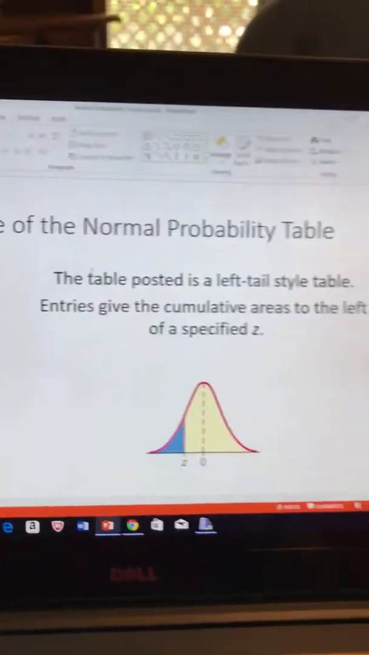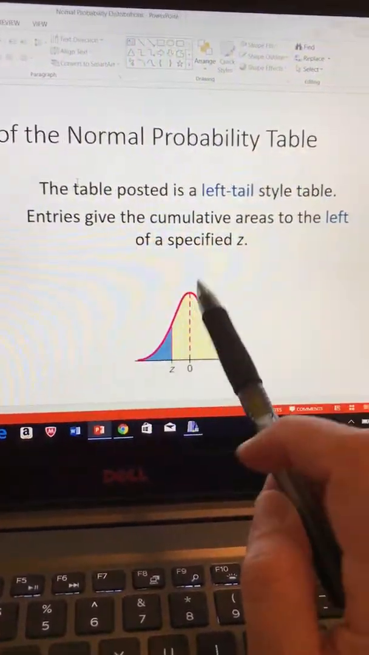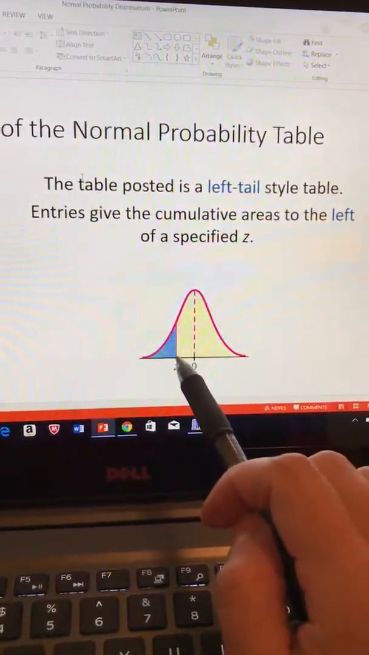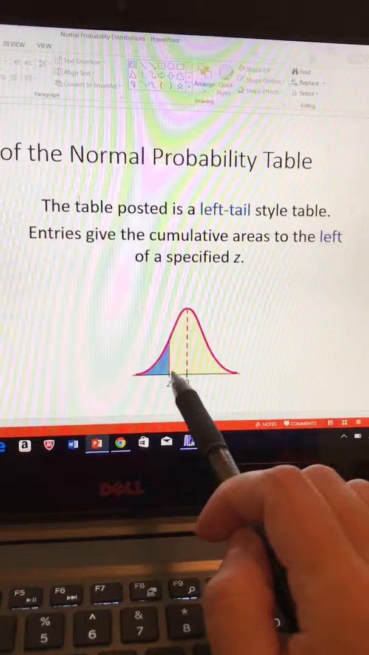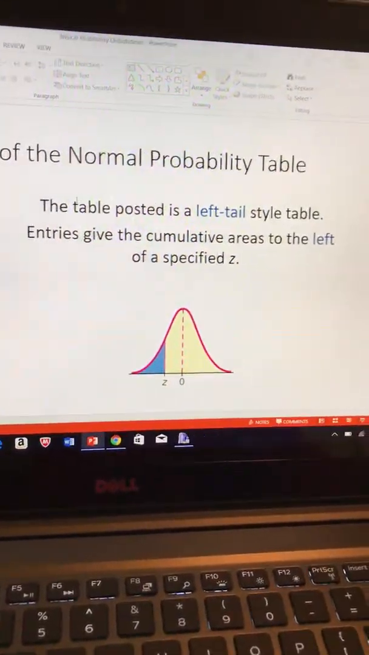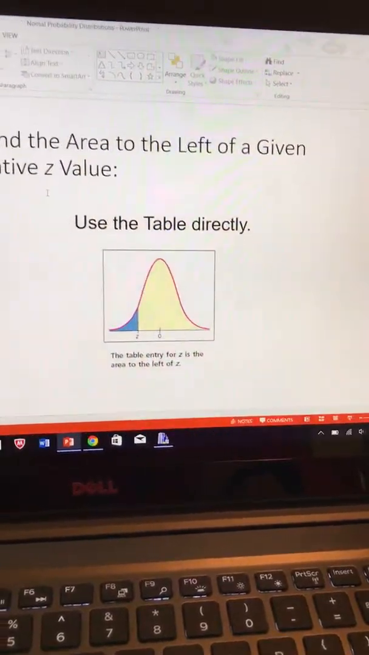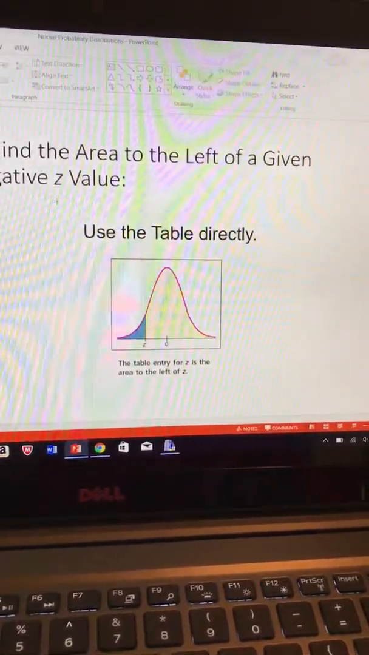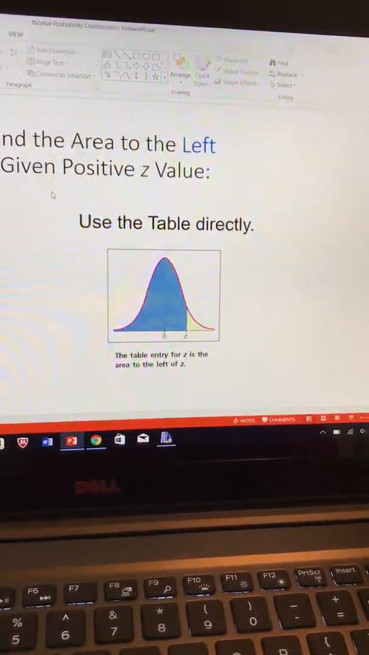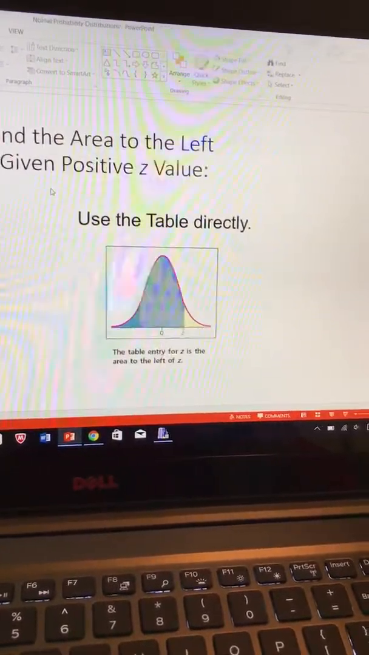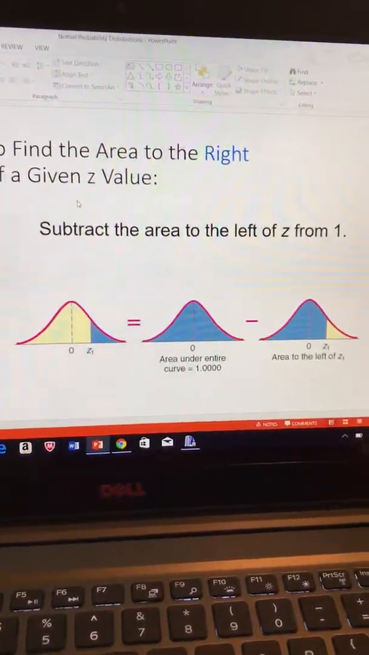So to do the probability table, if you can see that okay, the table is always to the left of z. So the probability listed in the table is always what's to the left of z. So it's not to the right, but it's always to the left. So if you want to find the area to the left, then you just use the table. If you want to find the area of a negative z, I think that's a negative, yeah, you use the table. If you want to find the area to the left of a positive z, still just use the table.